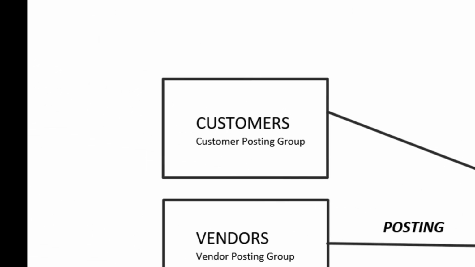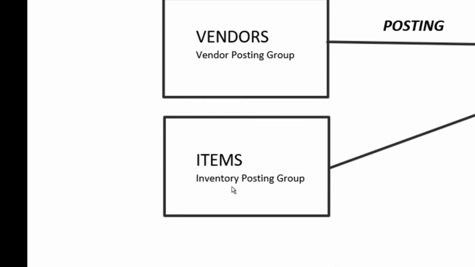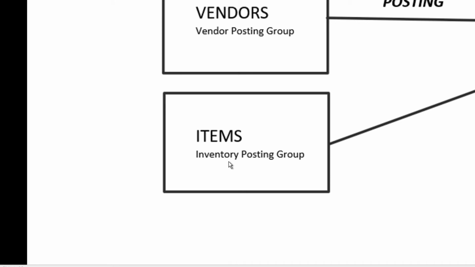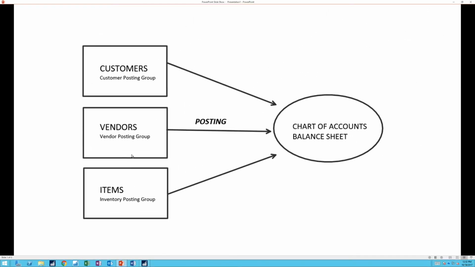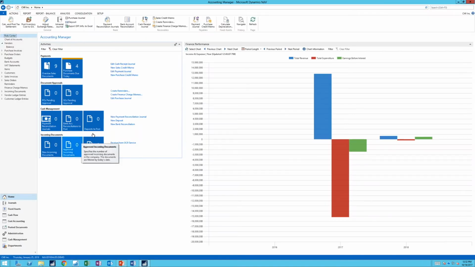So, for example, when we post on a customer and we use the customer posting group, obviously that is going to be tied to the accounts receivable balance sheet account. And the vendor is going to be tied to the accounts payable balance sheet account. And the inventory is going to be tied to our inventory account, which is an asset account. Let me go a little bit into this. If I go out of here, go into NAV.